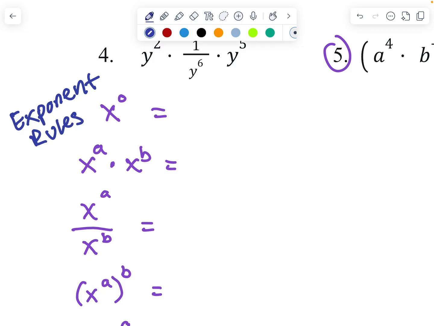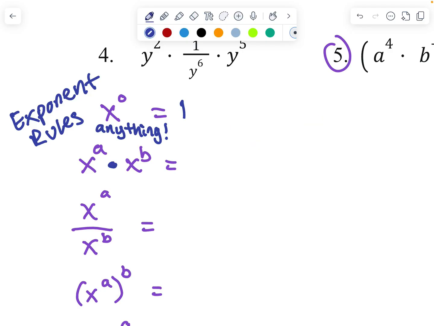So our first rule, anything to the power of 0. X to the power of 0 means anything to the power of 0 is 1. Okay? So this could be 4 to the power of 0 or 9,000 to the power of 0 or smiley face to the power of 0. These are all equal to 1. Okay? Anything to the power of 0 is 1.